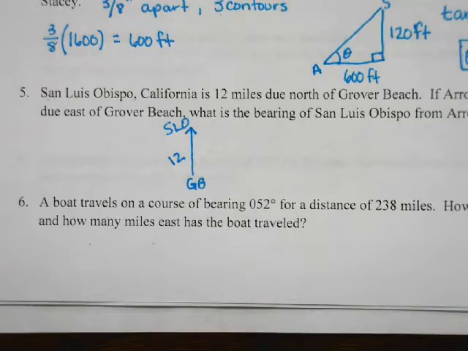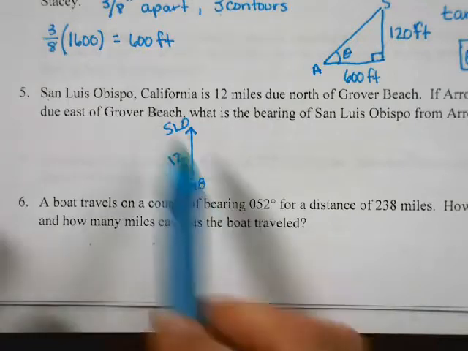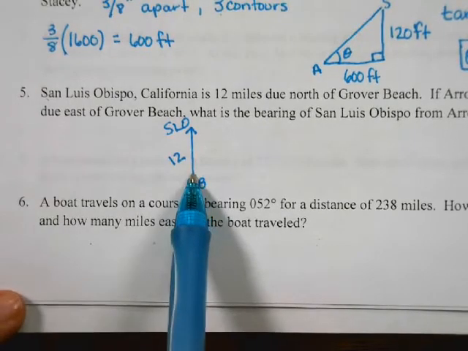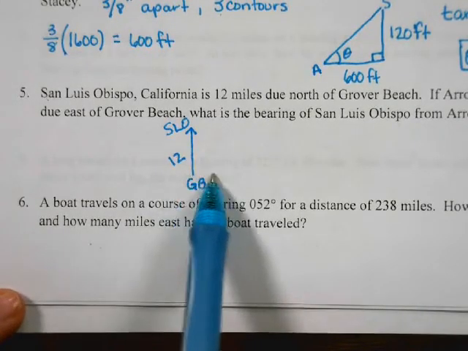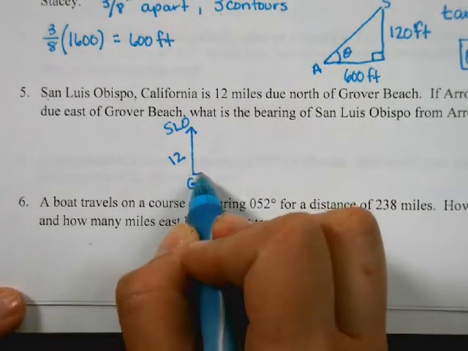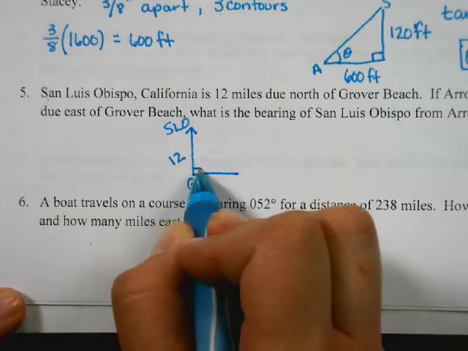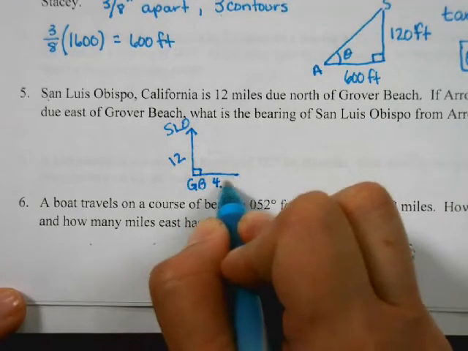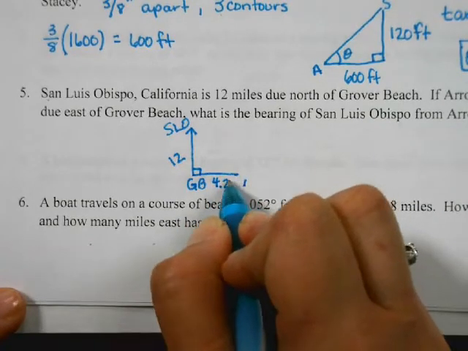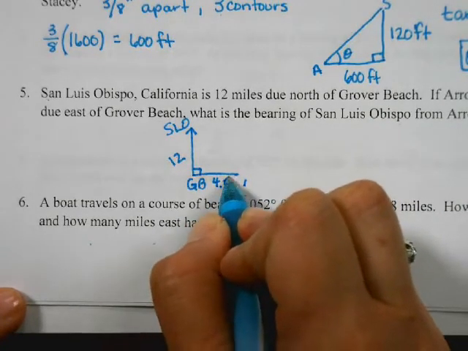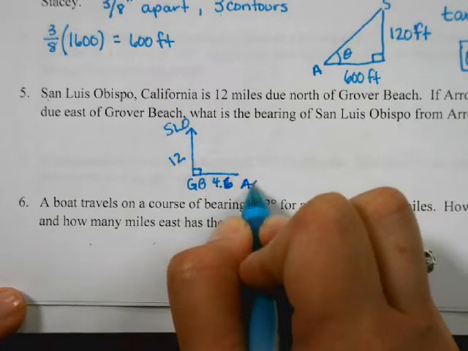Then it tells me that Arroyo Grande is 4.6 miles due east of Grover Beach. Okay, so if I'm standing here at Grover Beach, due east is 90 degrees this way. And if I go 4.6 miles, I get to, oh, that's not a 6, lady, that's a 2. 4.6, I get to Arroyo Grande.